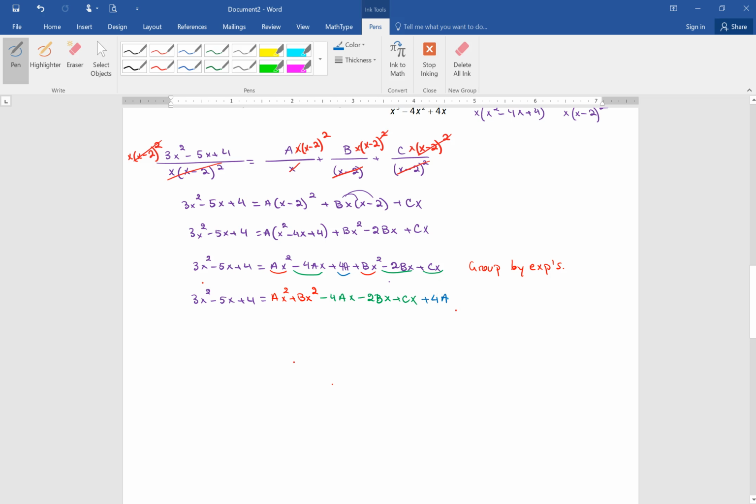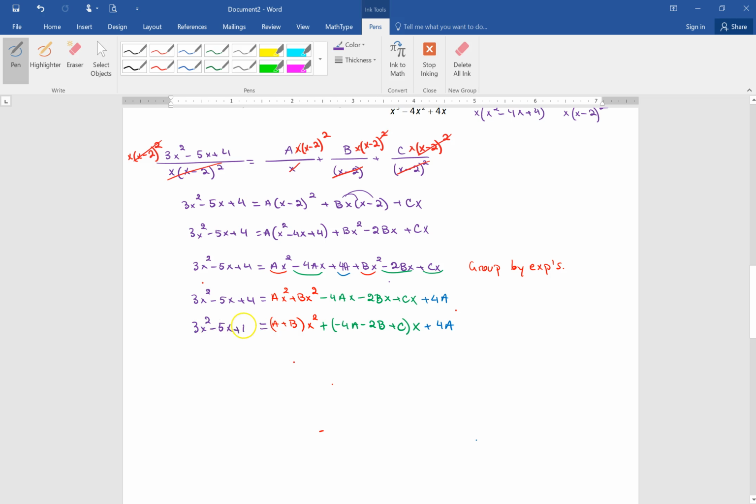Okay? Now, from the red terms, can I factor anything out? I can factor out an x squared, and I get A plus B times x squared. Okay? From the other one, can I factor anything out? Just an x. So, plus, I have negative 4A minus 2B plus C times x. And the other one, I can't factor anything out. All right, and this is all equal to this business.